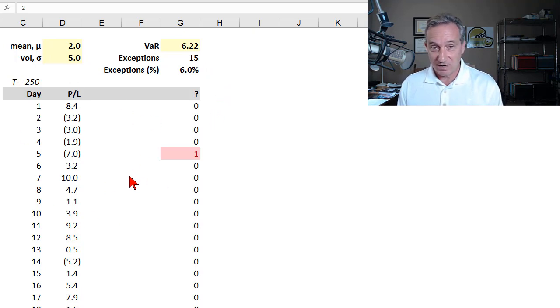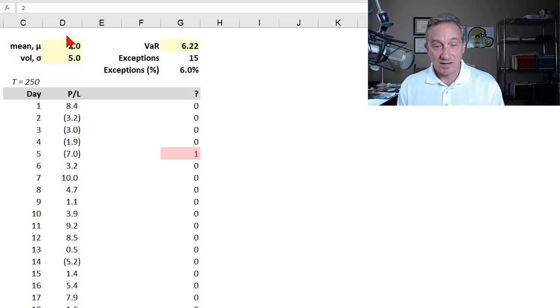So just to illustrate exactly how that works, I have a simple simulation here going down in one column. You can see number of days, and it goes way down the spreadsheet to 250 trading days. So we're looking back over 1 year, and then I've just generated a daily P&L according to these assumptions. I've randomized a mean of 2 and a volatility of 5.